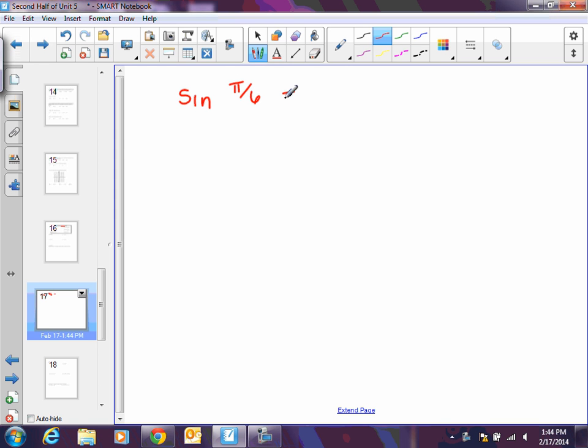Regular trig. What is sine of pi over 6? So pi over 6 is 30 degrees. So what sine is 30 degrees? Like if we were to draw a triangle, there's 30 here. That would be 1, root 3, and 2. So that would be 1 over 2. Opposite over hypotenuse, right? So this is just regular trig.